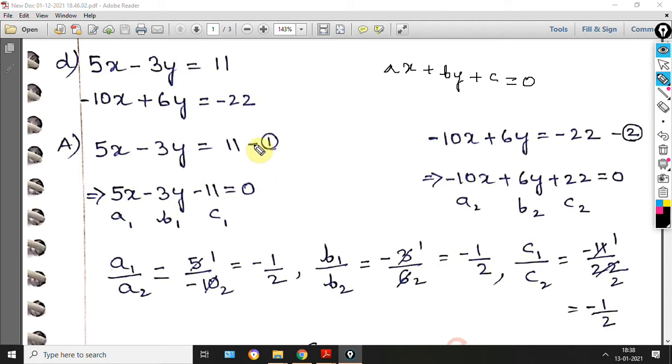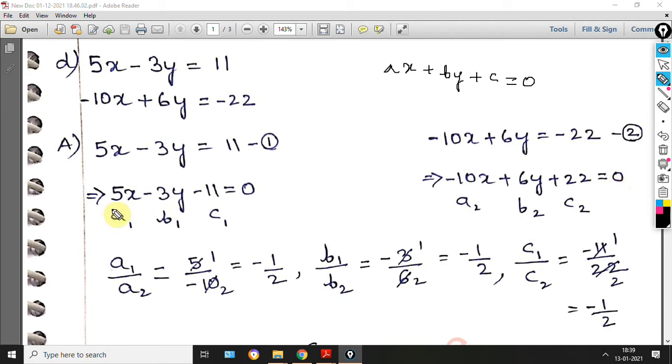So we will bring this c term here because all the other terms are on this side. So we are bringing this 11 to this side first. So here also we get 5x minus 3y minus 11 equal to 0. And in this equation also, we write minus 10x plus 6y as it is, and bring this minus 22 to this side. So it will become plus 22 equal to 0.